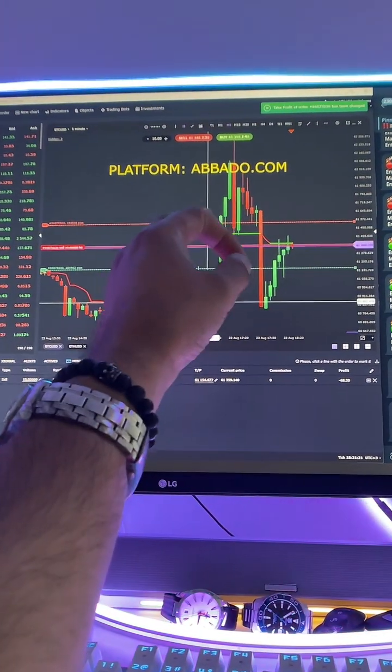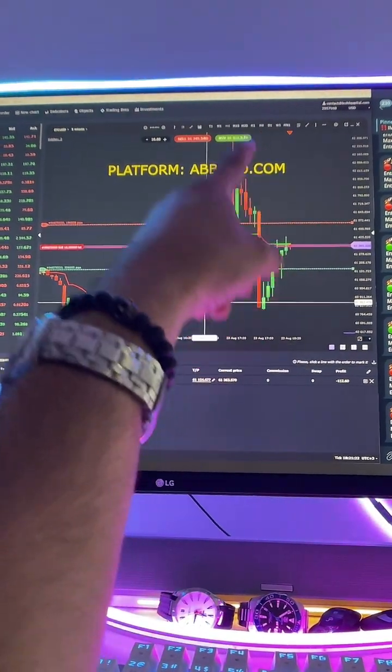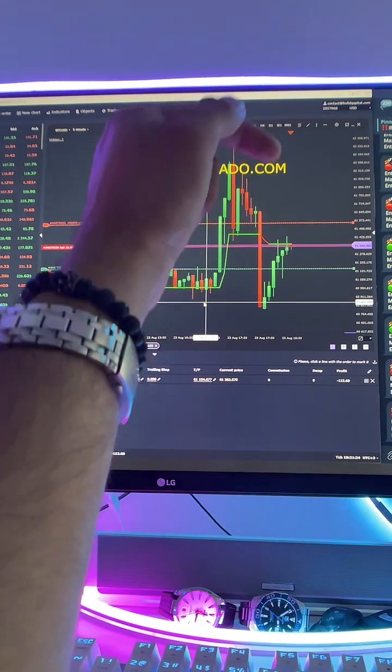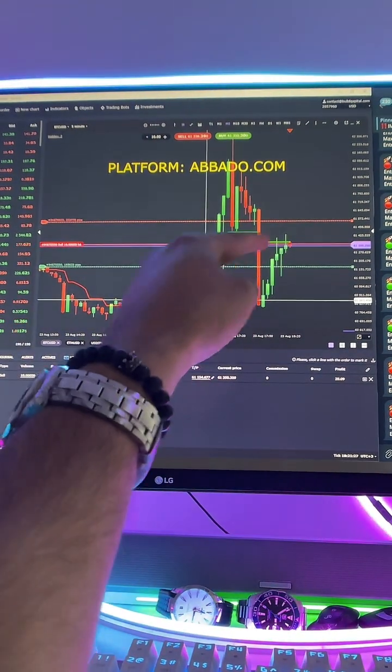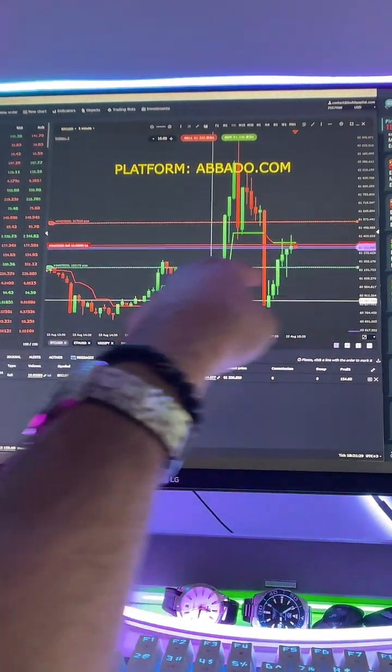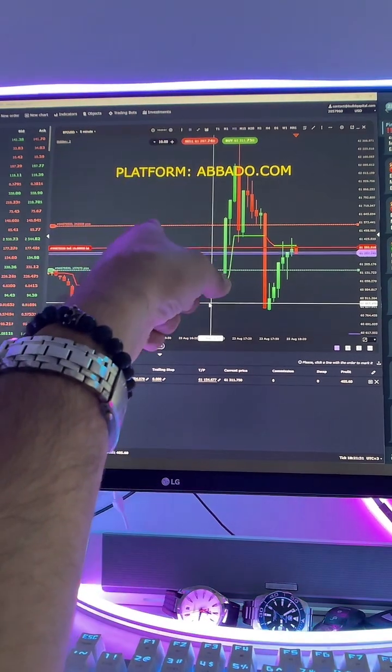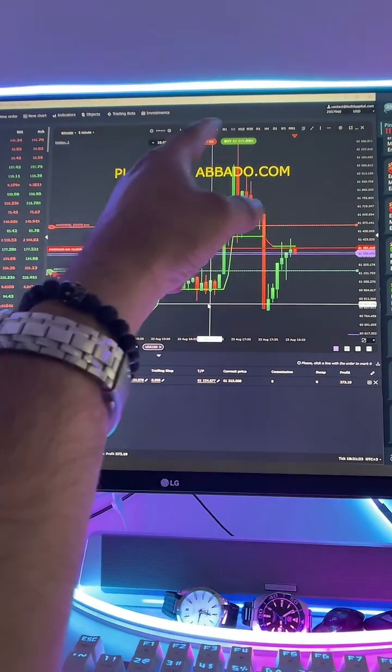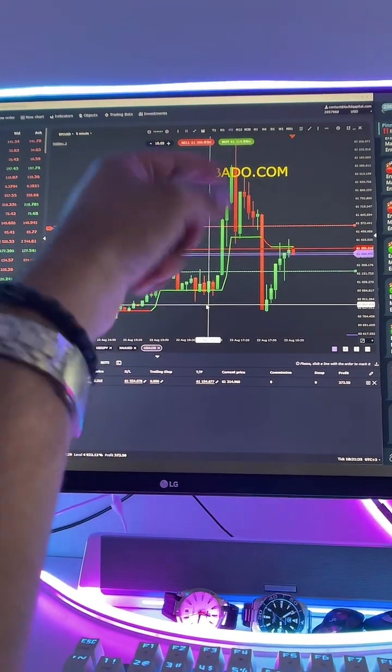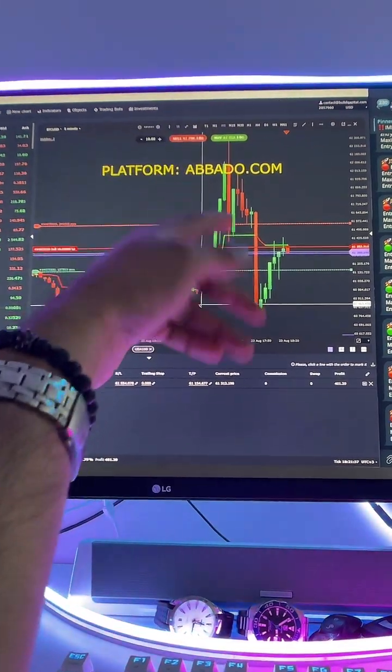Now, the way that I did it was because I entered a short position, or a sell trade, I make money on the way down. So that's why my take profit is below. And then on a sell trade, my stop loss is above. That's what prevents me from having more losses.